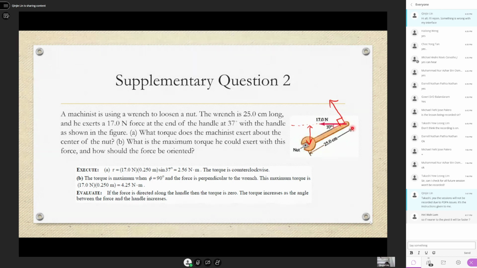Some technicians outside, I'm not sure whether you notice, they never hold at the end. Some like to hold near where the nut is. Their hand they hold here. They're actually wasting a lot of energy. Of course, they can overcome the resistance, but they are using a lot more energy than is required.